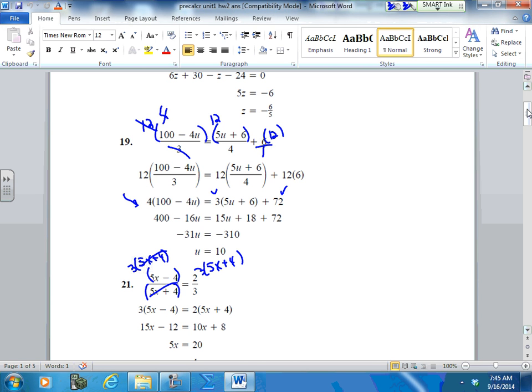Out comes the 5x plus 4. 3 times 5x minus 4. Out comes the 3. 2 times 5x plus 4. You get the same exact process, whether you find a common denominator or you cross multiply. You can only cross multiply when you're one term. Otherwise you can't. And if you're going to have to get a common denominator for one side, you might as well just get rid of the whole common denominator.